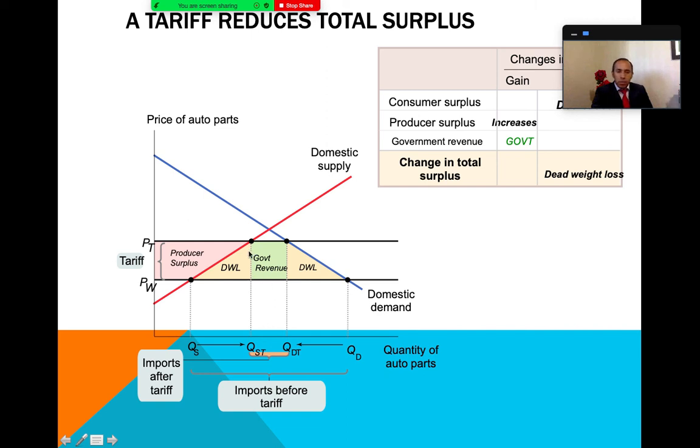The gains accrue more to the government in the form of government revenue, which is the tariff. The length times the width of this rectangle is the tariff times the amount of imports. Imports post-tariff times the tax of the tariff, that's the government revenue, and the producer benefits significantly. Government revenue increases, producer surplus increases, and the consumer benefit declines.